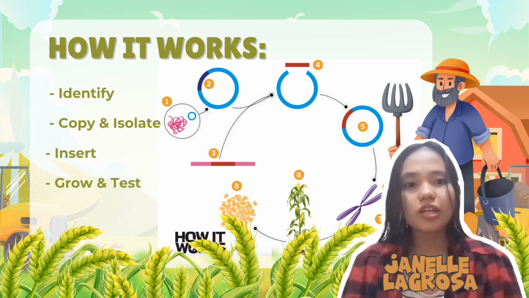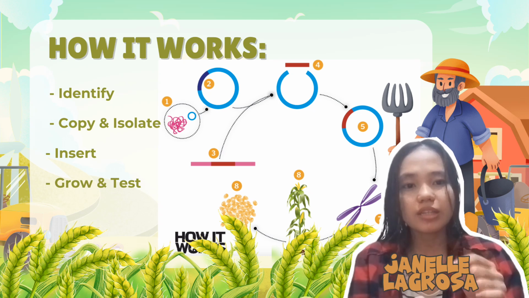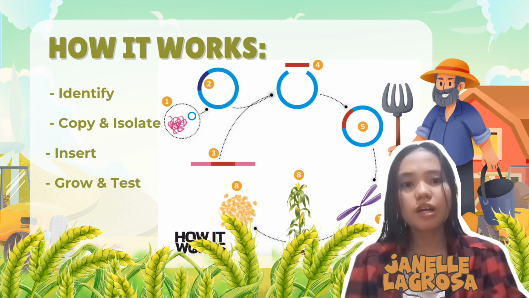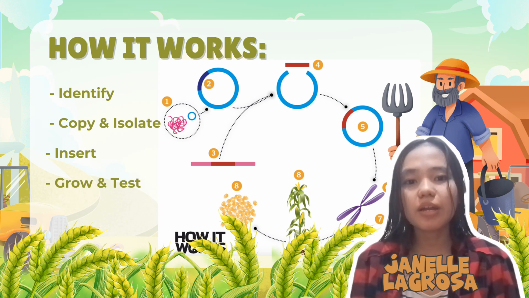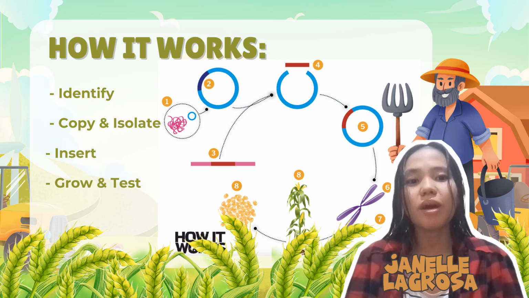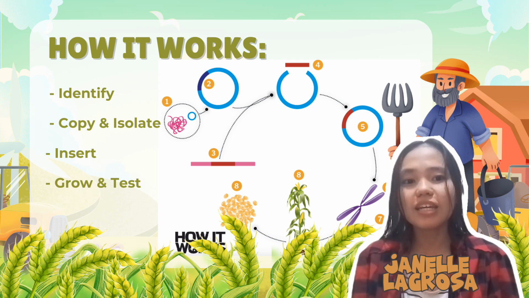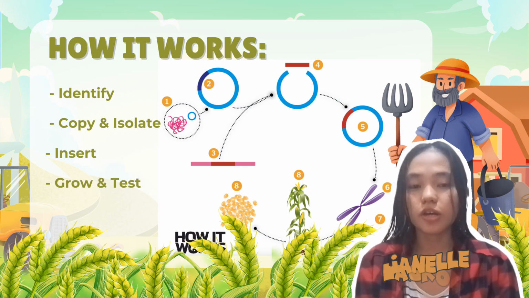Pagkatapos ay i-insert na nila yung plasmid vector na may DNA na may trait na glowing in the dark dun sa organism na gusto nilang i-manifest yung trait na yan. For example, yung pusa nga. Then, hahayaan nila mag-replicate at mag-duplicate yung DNA plasmid vector dun sa loob ng organism hanggang sa ma-manifest na niya yung trait na in-insert nila. For example nga, yung pusa, naging glow in the dark na siya.